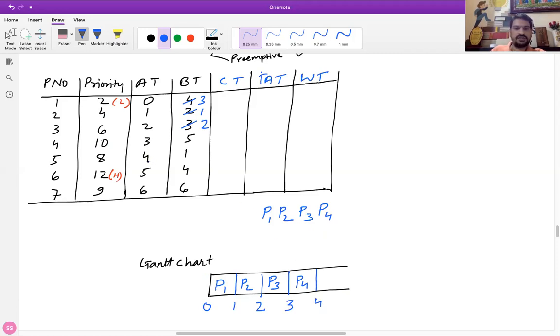At T4, P5 is also available, so we'll put P5 into the ready queue. At that point, we'll again compare the priority of all the processes from P1 to P5. We found that P4 has the highest priority till now. So P4 will continue its execution for another burst time, up to 5. At T5, you can see that P6 has also arrived.